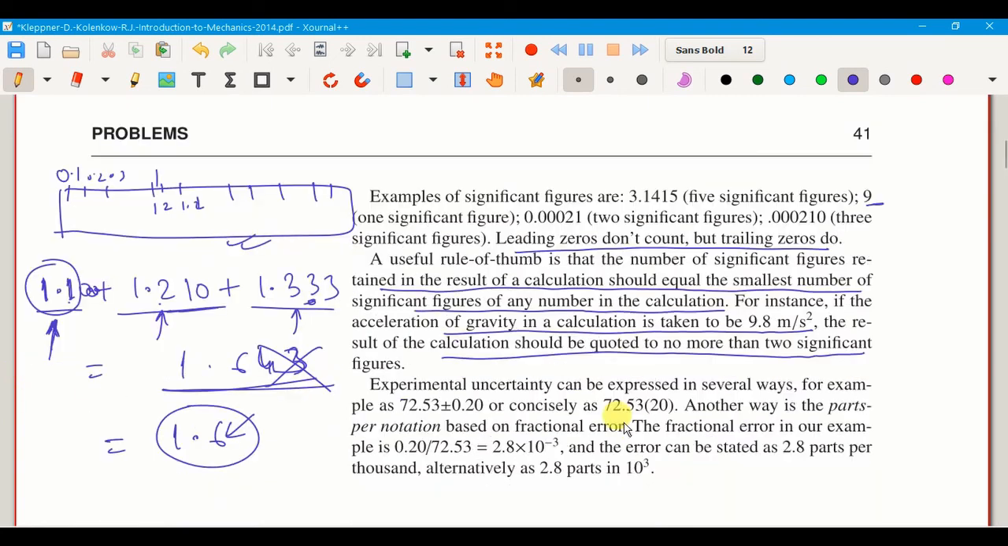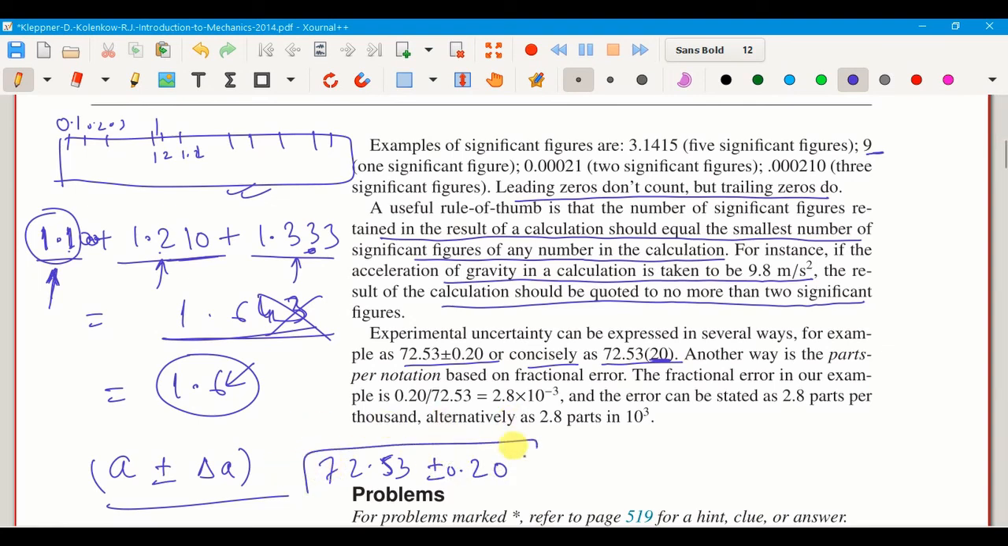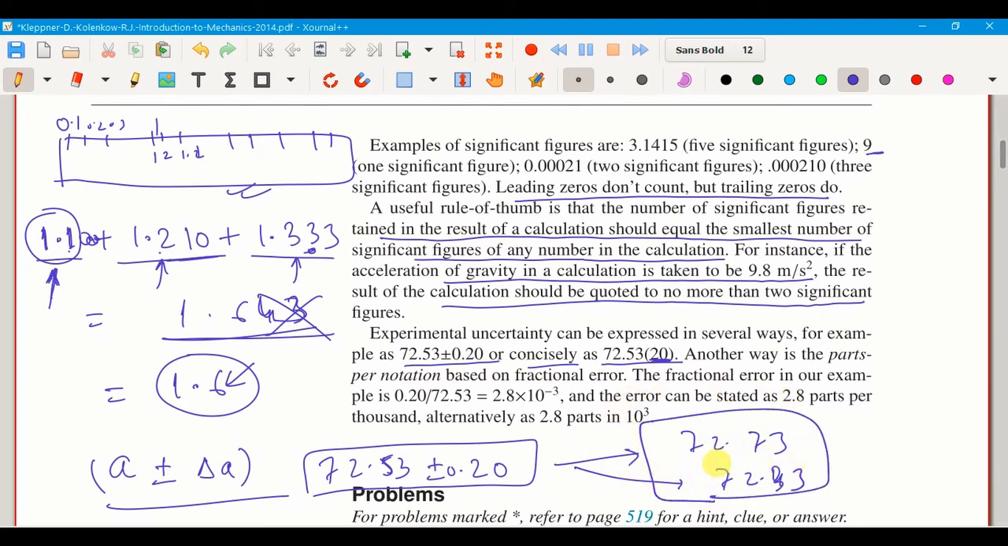Therefore, they have said that experimental uncertainty can be expressed in several ways. For example, you are measuring A, so A plus or minus delta A, plus minus of something, or concisely as 72.53 with an error of 20 in the last significant digit, meaning an error of 0.20. That means the result can vary from 72.33 to 72.73. If you do the experiment a billion times, your result will fall inside this range.